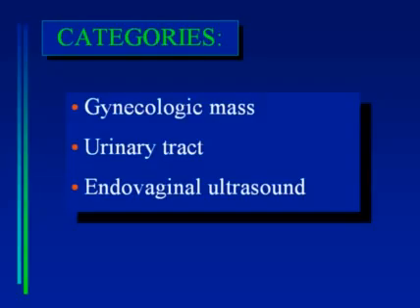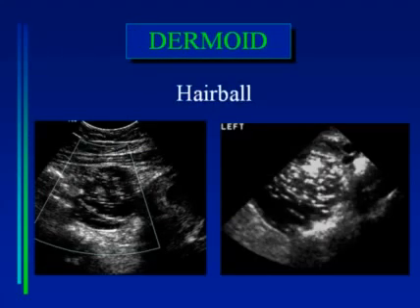What we'll do is spend most of our time talking about the pitfalls of specific gynecologic masses, and we'll end by talking briefly about pitfalls related to the urinary tract and to endovaginal ultrasound. And we'll start by discussing the dermoid. Dermoids are common masses that frequently have very characteristic findings.